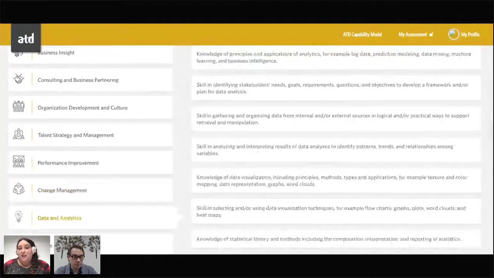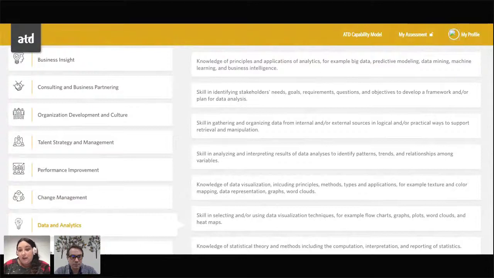The data and analytics piqued my interest, so I went ahead and clicked on that, and look at that. But knowledge and principles of big data, predictive modeling, data mining, machine learning, and business intelligence. I just think that these don't belong in the same sentence. Like, you know what I mean?